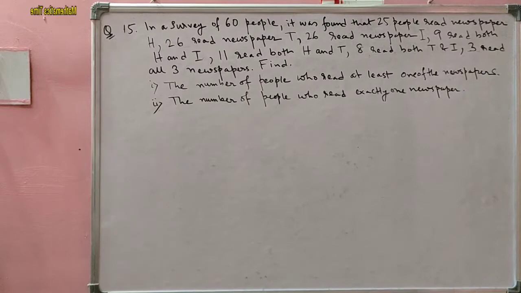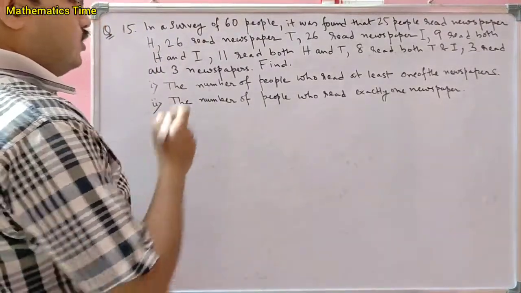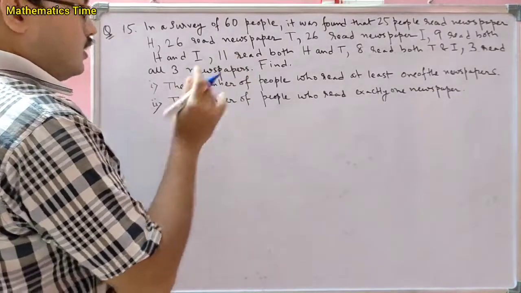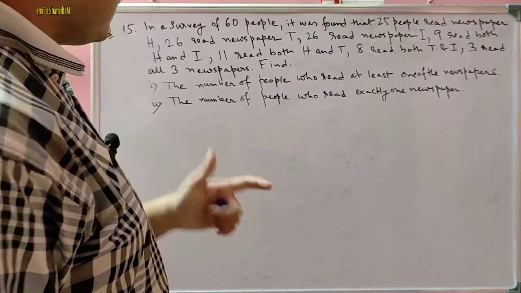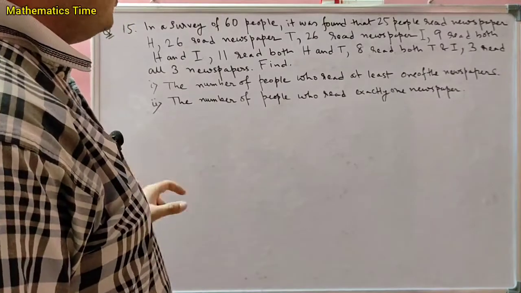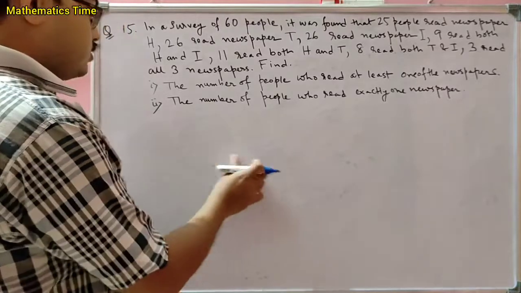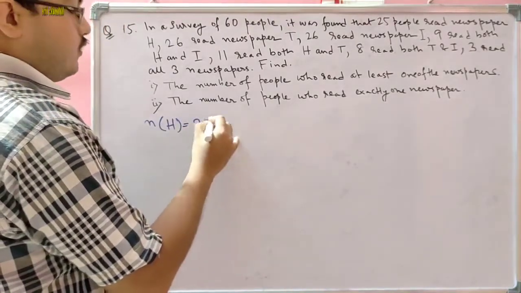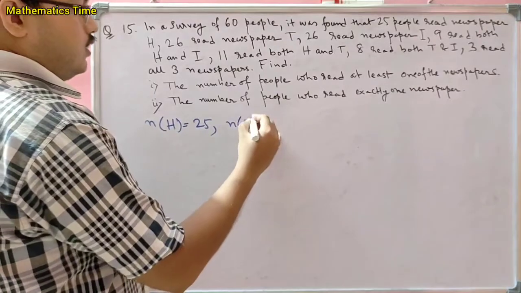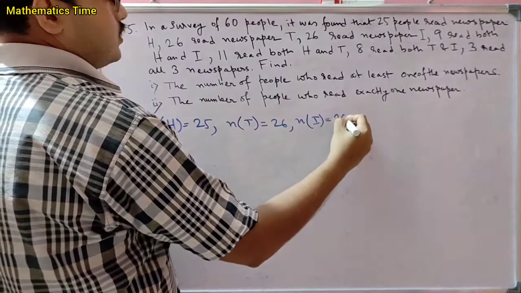Now the same problem we are doing in another method, by mathematical formulas. Let us consider that H, T and I denote the sets of people who read the H, T and I newspapers respectively. The number of people reading H is 25, the number reading T is 26, and the number reading I is again 26.